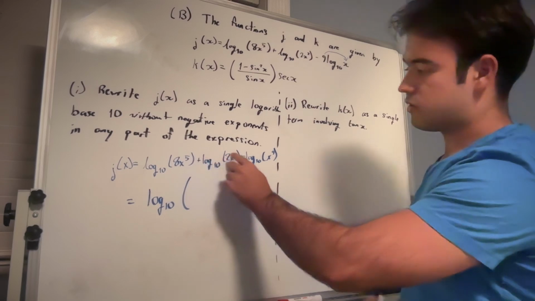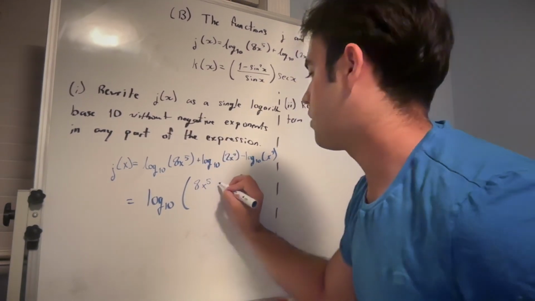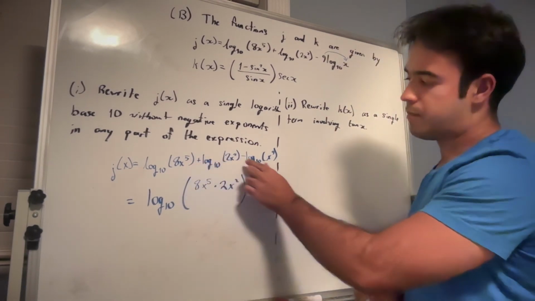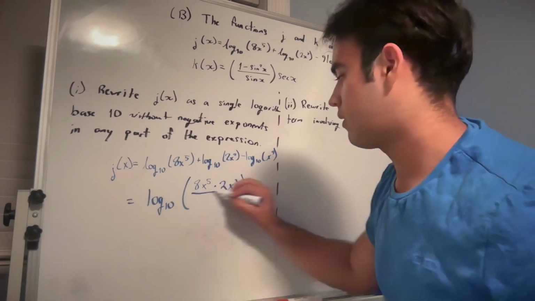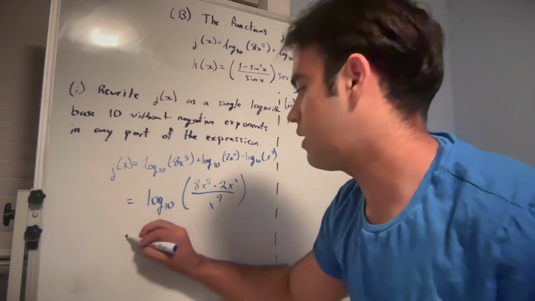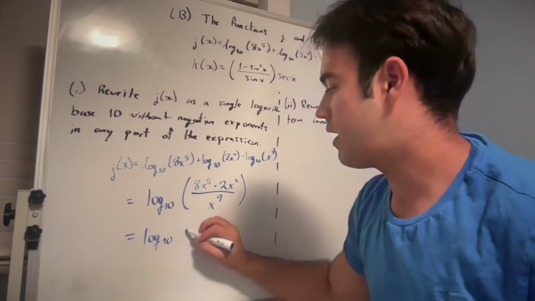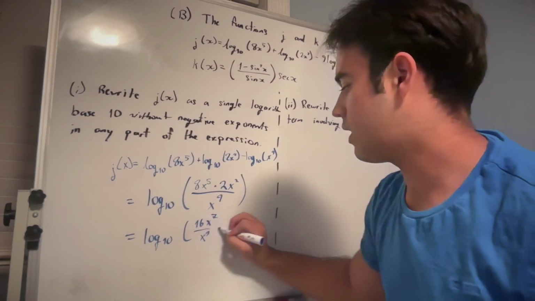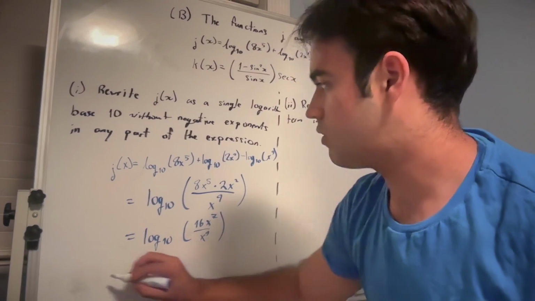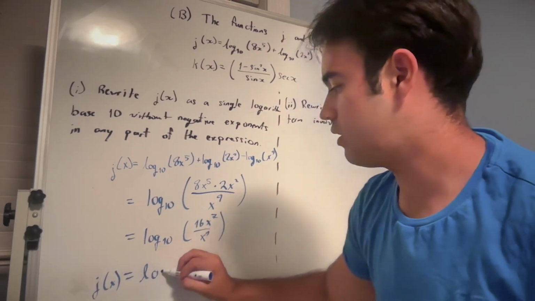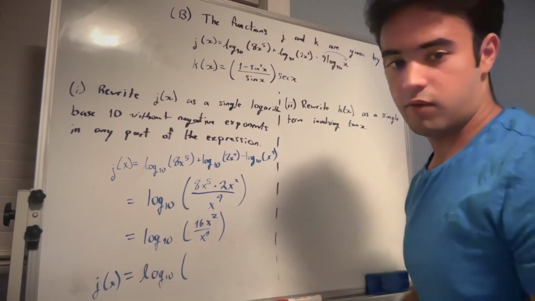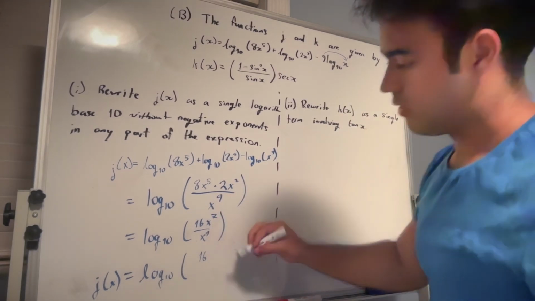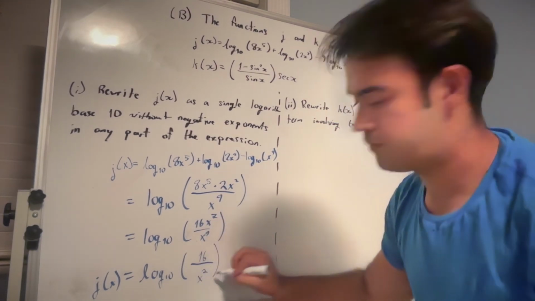And we know that 8x to the 5th is being multiplied with 2x squared because the logarithms are being added. But then we also know we're going to be dividing by x to the 9th. So I'm going to divide this all by x to the 9th. Then I'm going to simplify the top really quick. We'll get 16 x to the 7th over x to the 9th, which means that our final answer for j of x is going to be the logarithm base 10 of 16, and if we see x to the 7th over x to the 9th, we'll have x squared on the bottom.